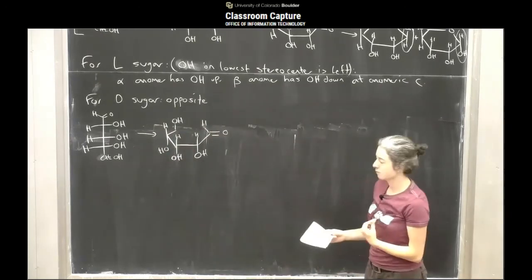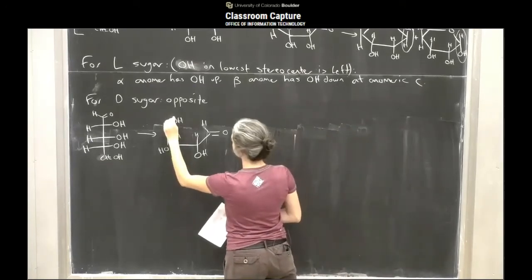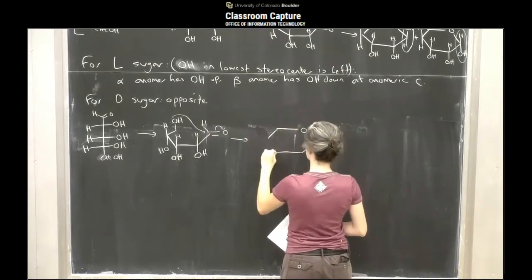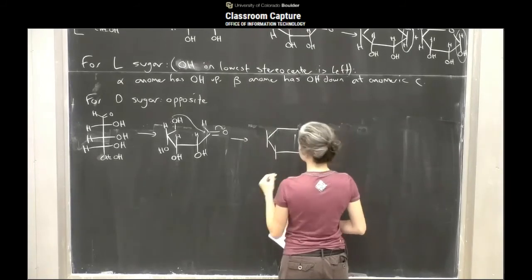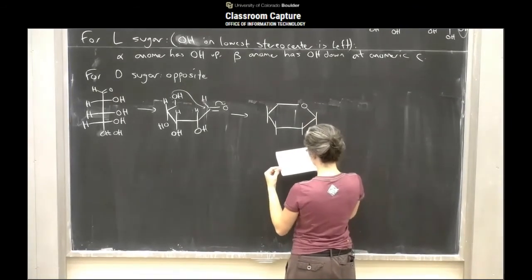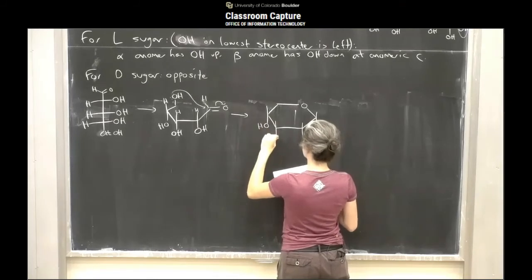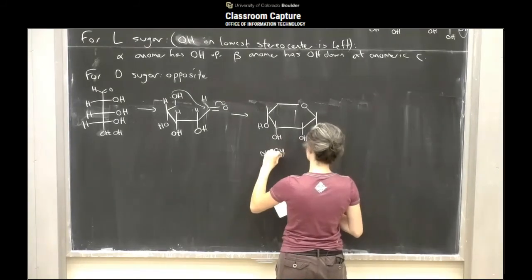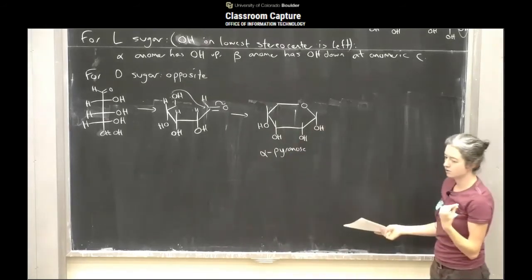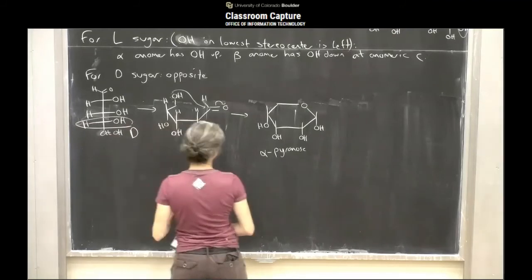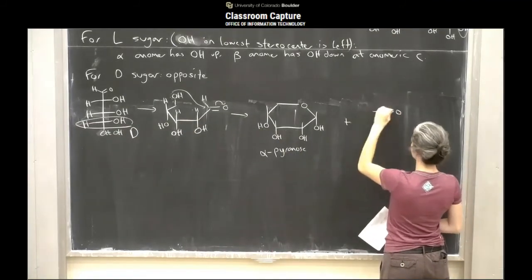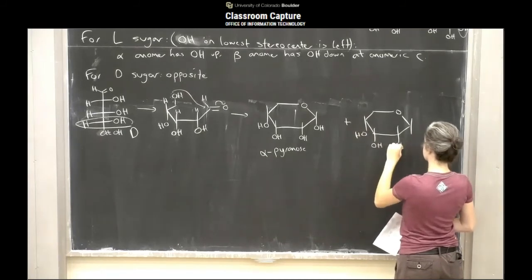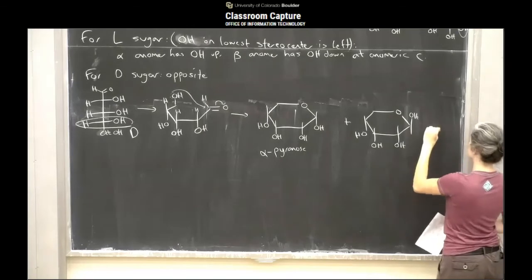And so if I want to make the pyranose form of one of these, I'm going to rotate that into position and attack the oxygen. End up with OH down, OH down, OH down. And then I can have either OH down here at the anomeric carbon, so this is the alpha pyranose form because it's a D sugar, plus OH up, which would be the beta pyranose.